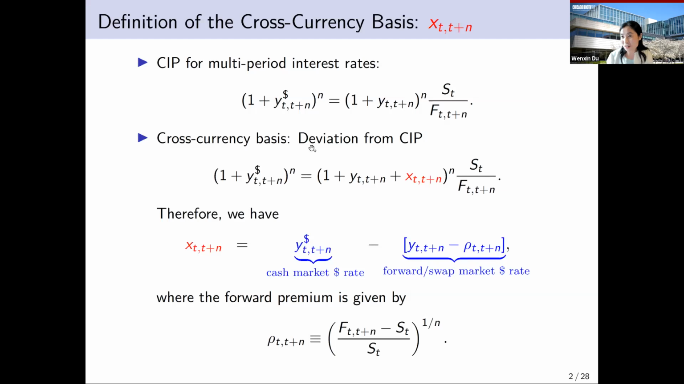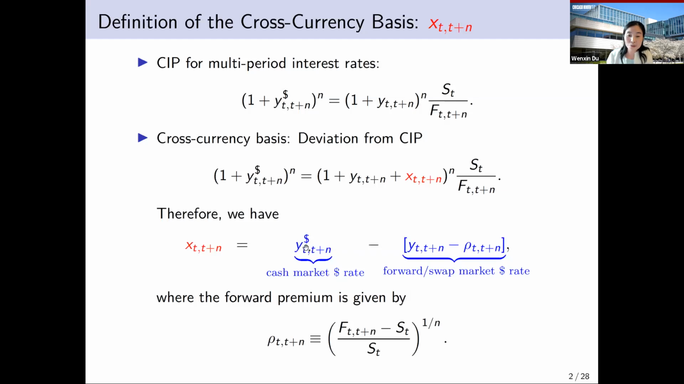And what is this cross-currency basis? It's our industry and academic jargon to refer to deviation from cover interest parity. It's a wedge. You can apply the wedge to the left-hand side or to the right-hand side. By convention, we apply the wedge to the right-hand side. So if you write the wedge this particular way, essentially the CIP deviation, or the cross-currency basis, is the difference between two rates. They're both dollar rates, but they're different.